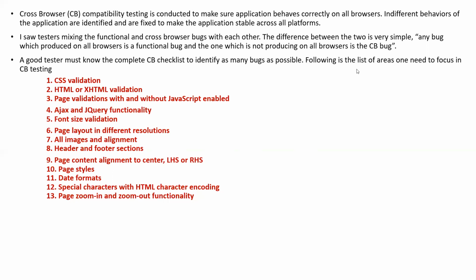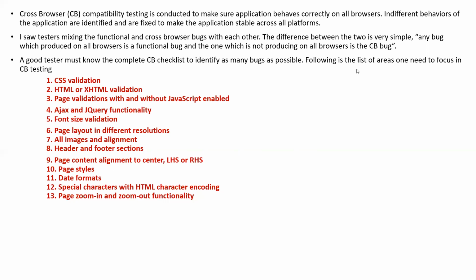This is the difference that testers are mixing up between functional and cross-browser bugs, and they post issues in Jira or some other bug tracker, sometimes just as an issue. They have to categorize the issue as a functional issue or a cross-browser issue. A good tester must know the complete cross-browser checklist to identify as many bugs as possible. Below are some of the cases where the tester has to look at these aspects, and developers also need to look at these areas when they start developing the website.